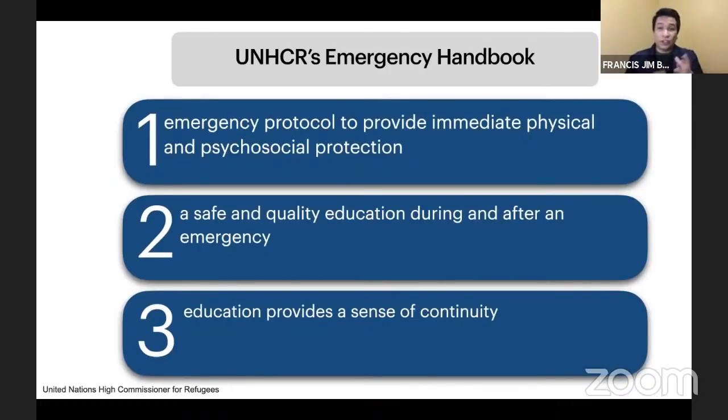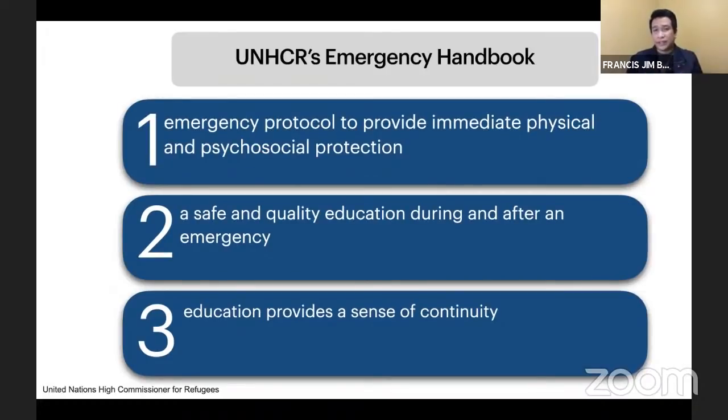The first one is there should be an emergency protocol to provide immediate physical and psychosocial protection. This is very, very important. That's why we're saying Maslow before Bloom. Before you can even jump into learning, you need to make sure that the learners are physically and psychosocially protected, that they are okay. Physically, which means there's access to food, to the basic needs for living. Psychosocial, we need to process them. We need to debrief them, especially on the negative things that are happening around them.